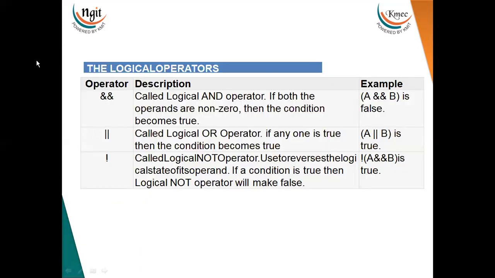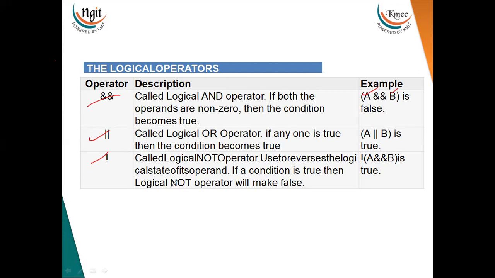Coming to the next operator, these are the logical operators: logical and, logical or, logical not. These are the three operators. So logical and, this is the operator. If both operands are non-zero, then the condition becomes true. If A and B both are non-zero, then that is true. If in case any one is false, then the output is false.